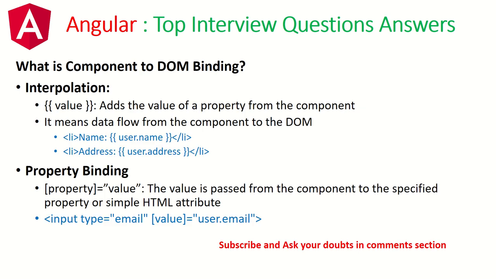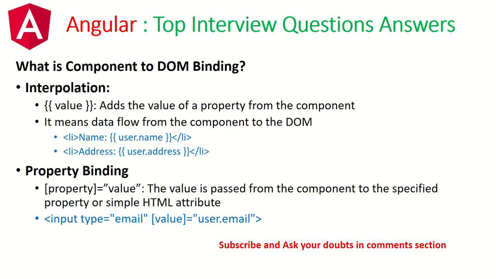So what is component to DOM binding? Component to DOM binding is also called interpolation. Remember, they can also ask you what is interpolation. Interpolation is nothing but whenever we add the value in double curly braces, it means the data is flowing from component to the DOM. If you see the example here, user.name and user.address, in your component you would have written some value for user.name and user.address. That is what will be used to display it in the template.